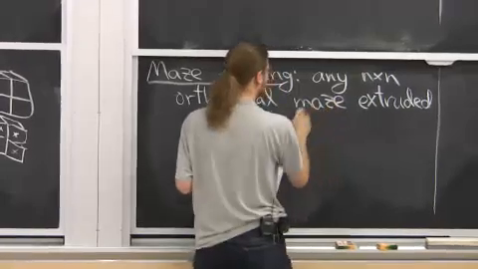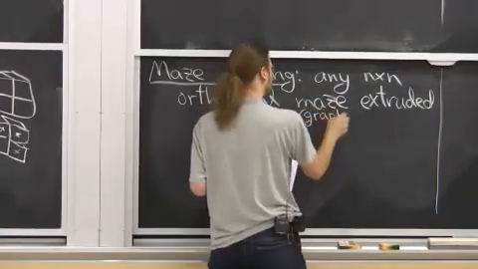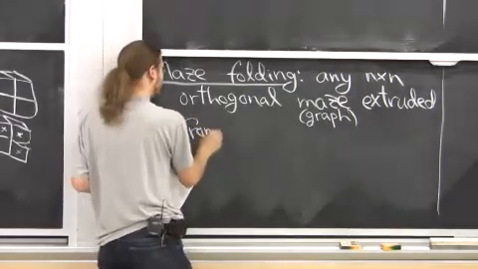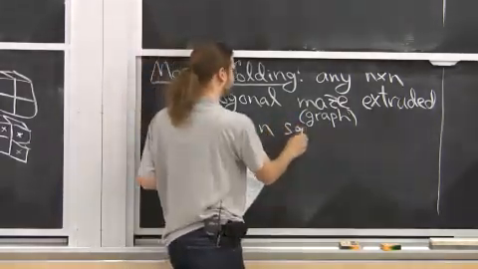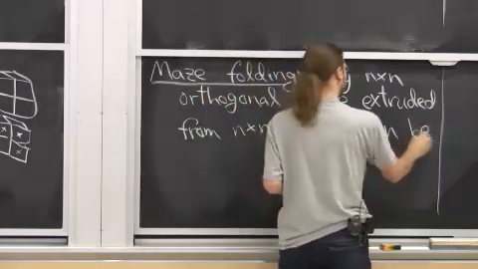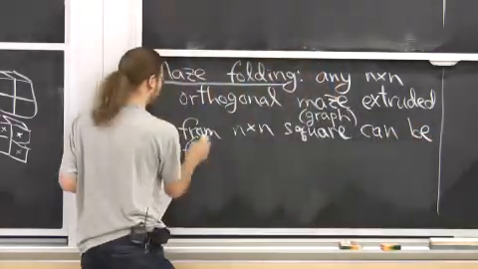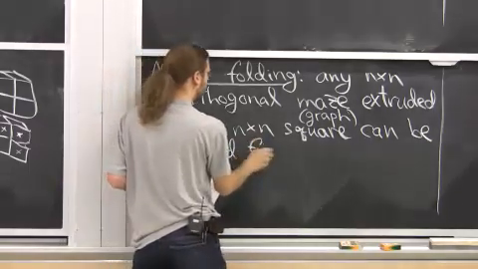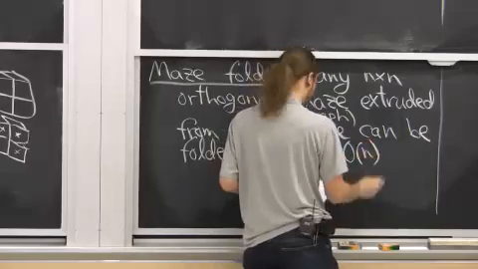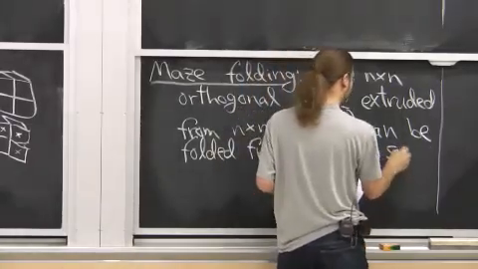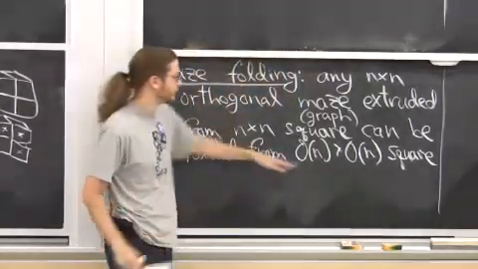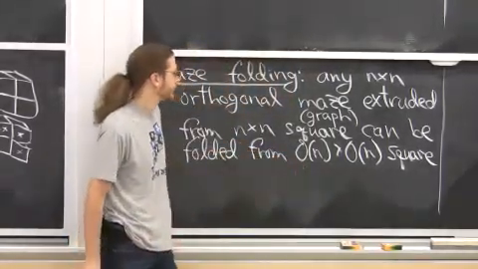So you could call it a maze, you could call it a graph, but it's orthogonal, it's on the grid, and it's extruded from an n by n square, let's say. And that thing can be folded from an order n by order n square of paper. And if you're extruding by 1 unit, this big O is about 3.